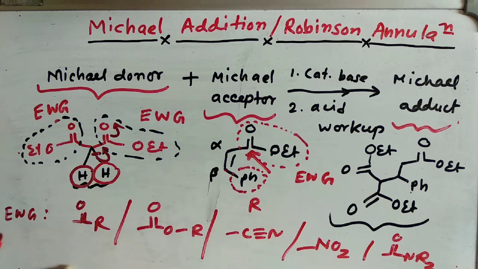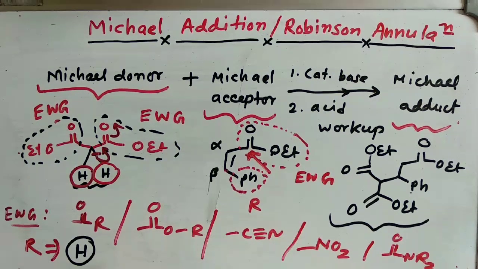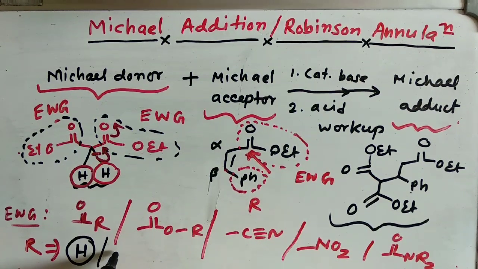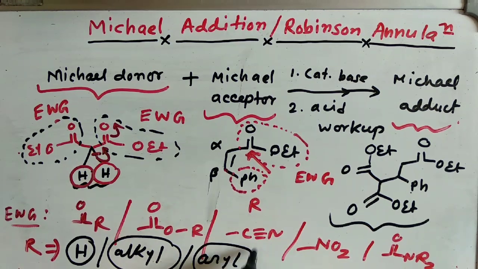So now coming to the R group. What are the possible R groups? R groups basically can be hydrogen, then another is any alkyl group, or finally any aryl group. That means here it's Ph, that's the aryl group, of course. Okay, so it may be hydrogen, alkyl group, or any kind of aryl group. So instead of the R group here, hydrogen, alkyl, aryl, or instead of the electron withdrawing group, there may be one of these. Okay, so this is the basic introduction to the Michael addition reaction.